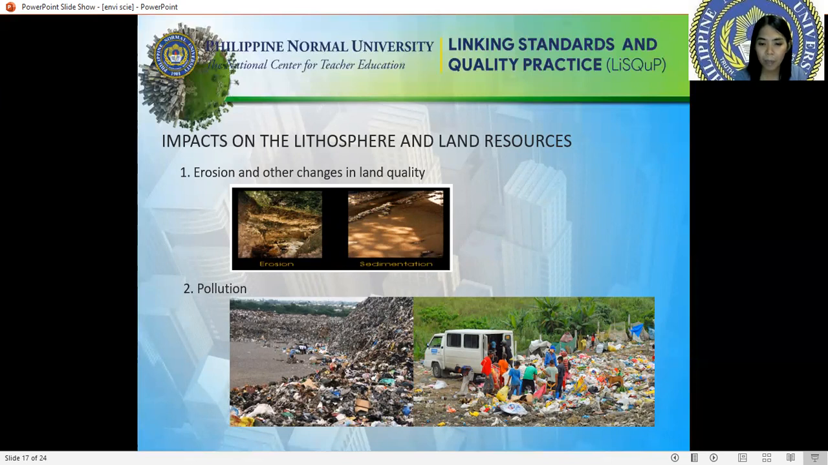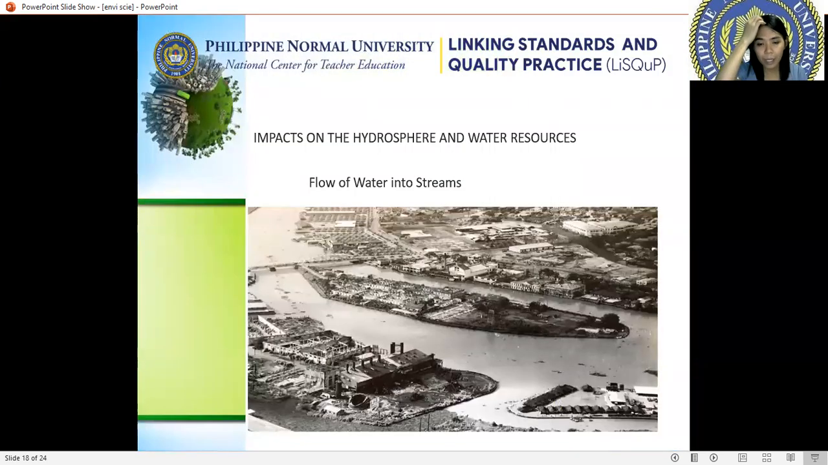And burying a tremendous amount of waste in the ground, you try to bury them, like the medical supplies, you try to bury them, it adds to the pollution of our lithosphere. Then, as you can see here, the flow of water into streams also impacts our hydrosphere.